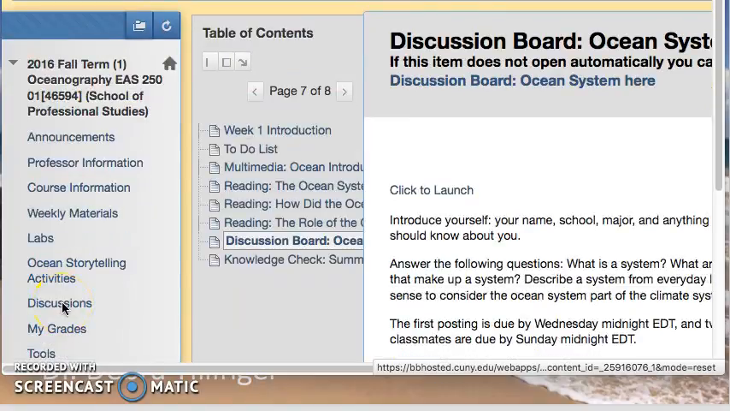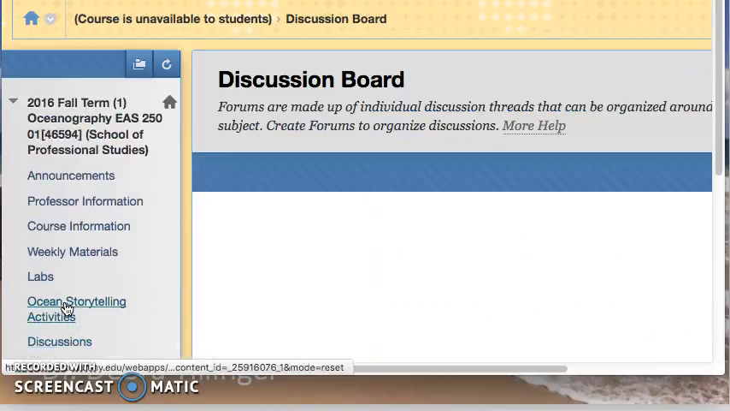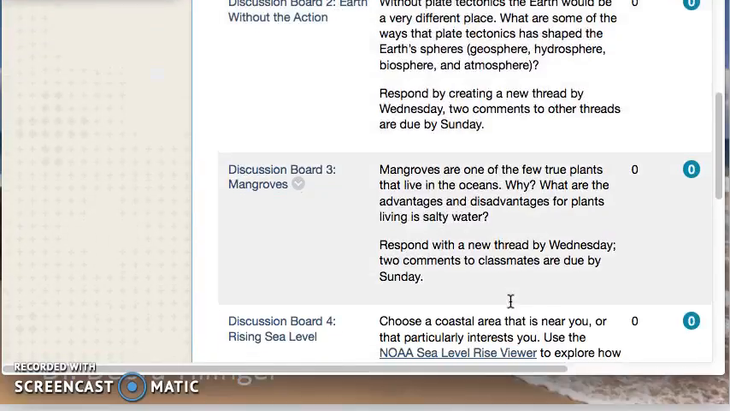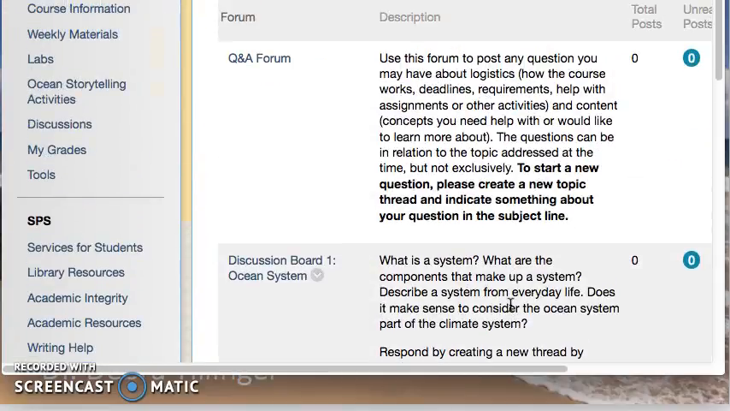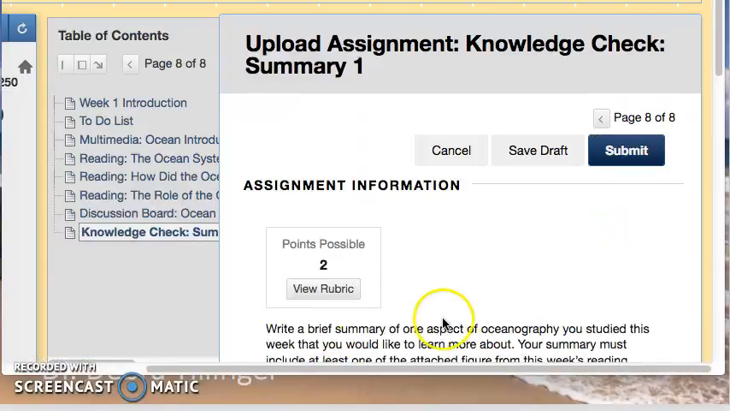You can also get to the discussions from over here on the left. In addition to the mandatory discussions that are structured around a prompt, there is also a Q&A forum for anything course-related. Just make sure that your subject line is informative. Don't title your post, "I need help." Title it with something that indicates what you need help with. Okay, back to week 1.